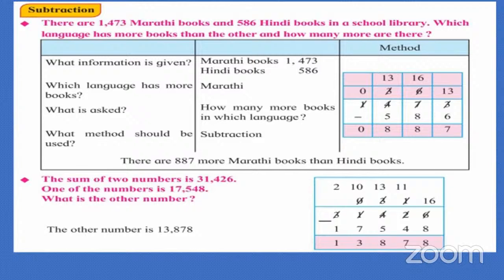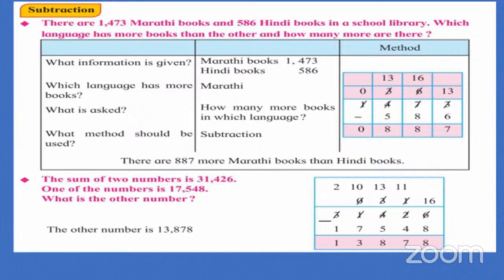See, now that example is solved on your right side. The method is written there. When we are doing subtraction, we know that we write the bigger number at the upper side and the smaller number at the lower side, below the bigger number. Whenever we are going to subtract, when we subtract 6 from 3, is it possible?